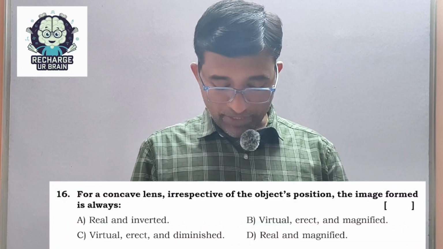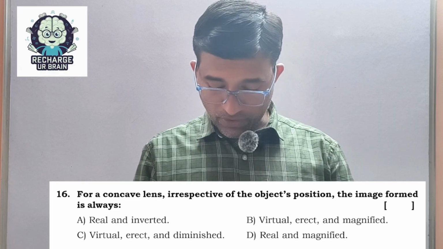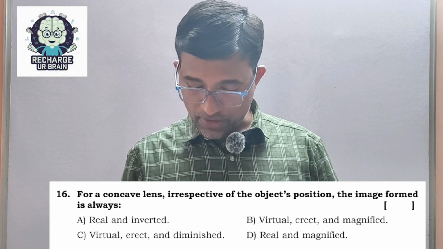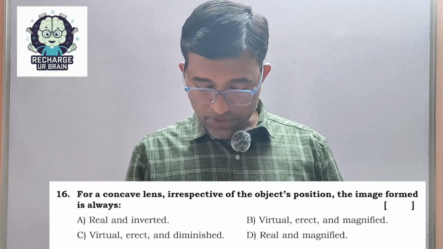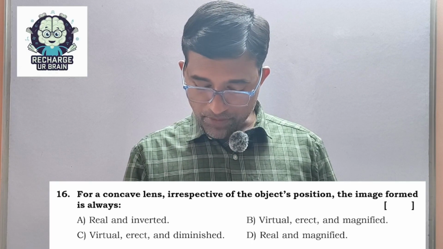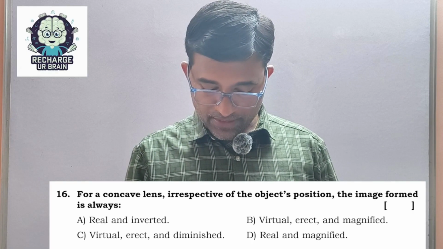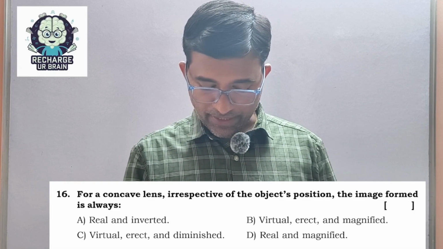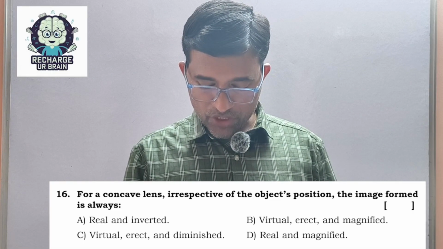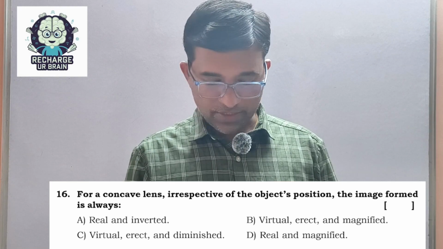So 16th one, we have 16th question. For a concave lens, irrespective of the object's position, the image formed is always, options are A, real and inverted, B is virtual, erect and magnified, C is virtual, erect and diminished, and D is real and magnified. The right option for this one is C, virtual, erect and diminished.